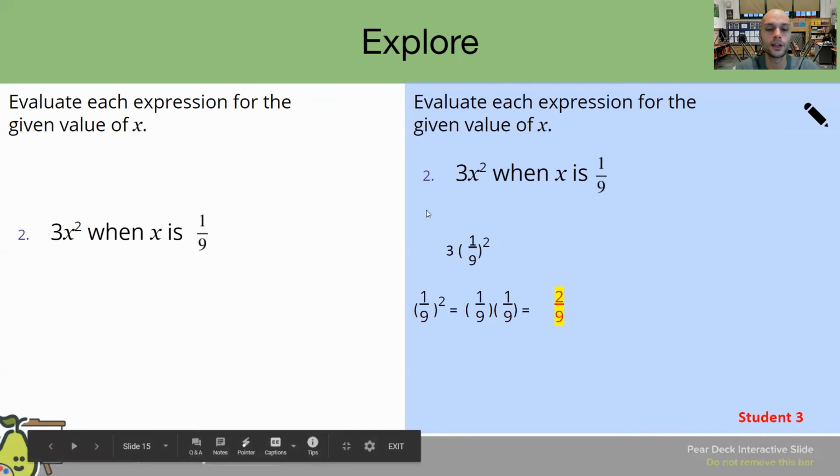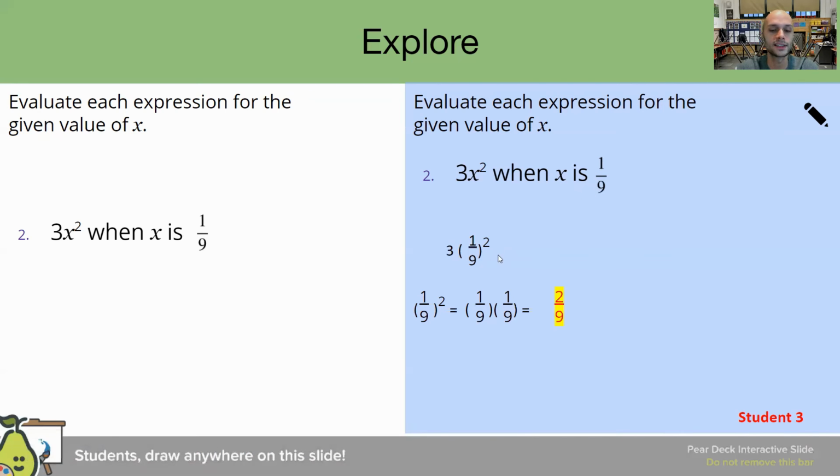So in this example here, we are told that x is 1/9, just like in the previous examples, and it looks as if the student was able to plug in the 1/9 where the x is. So good job with that. Now let's see what happened next.